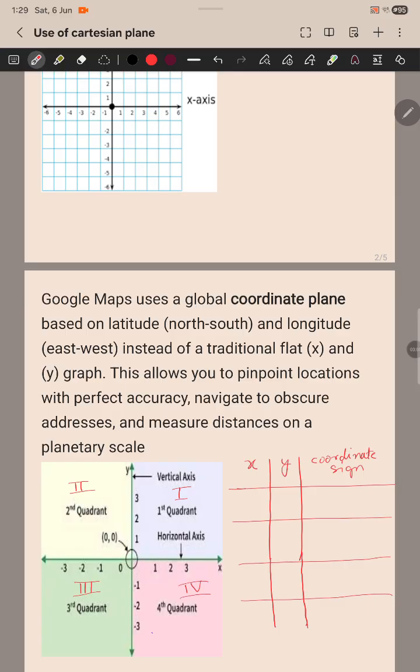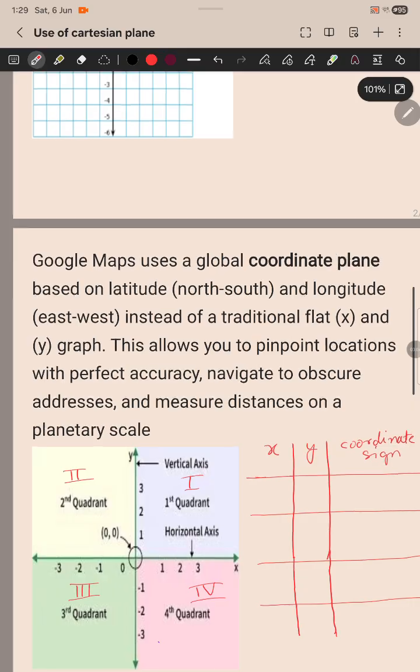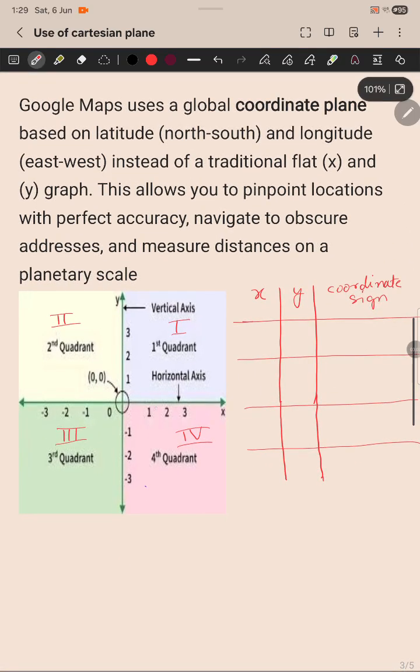See, in this figure your doubt will also be cleared. See, it is the horizontal axis, it is the vertical axis, the y axis. 0, 0 is your point of intersection, or we will also call it origin.